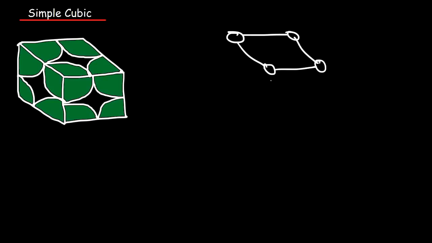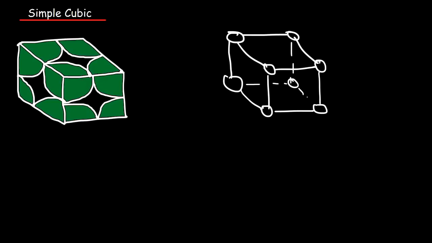What we need to realize is that in a simple cubic structure, there's 8 atoms at the corners of the cube. Notice that we don't have a whole atom, but each atom at the corner is 1/8 of an atom. And so 1/8 times 8 is equal to 1. And that's why there's only one atom per unit cell in the simple cubic structure.